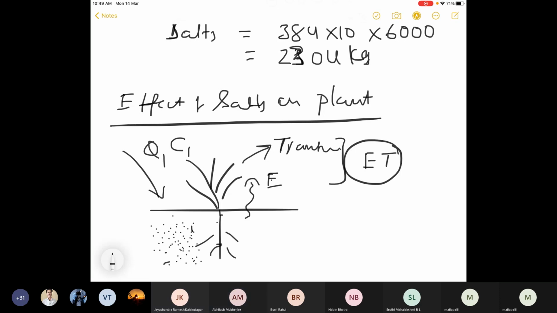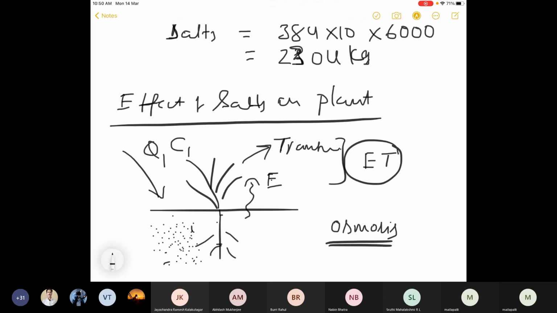The question is, if you have salts present in the soil, does that improve the plant water uptake or decrease the plant water uptake? Decrease. It will decrease, right? If this is going to decrease, then how is that going to decrease? What process? We call that process osmosis. Yes, you're right. This is osmosis.